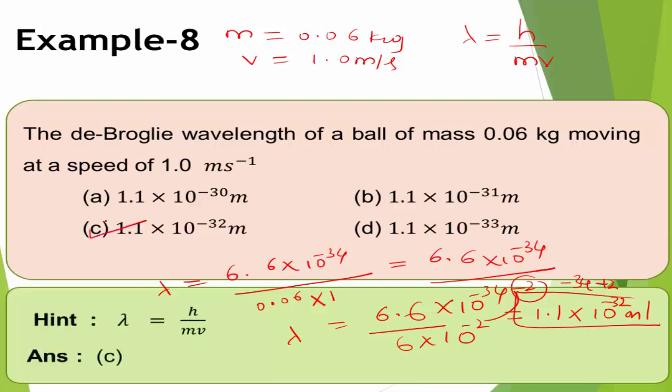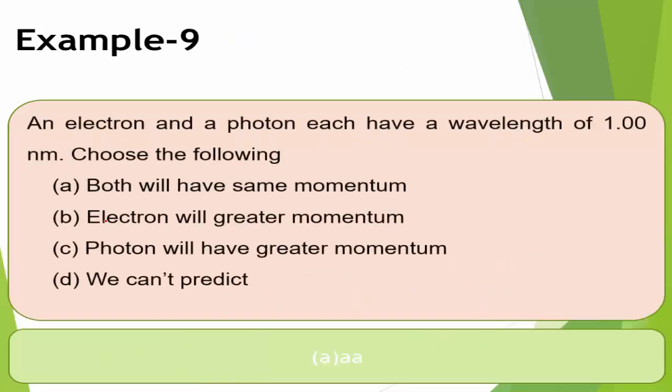And the next question is: an electron and a proton each have a wavelength of 1 nanometer. Choose the following.